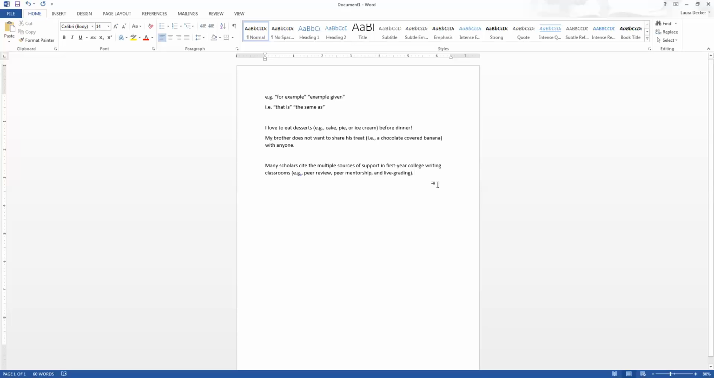Now, one thing I want to point out before I demonstrate an i.e. use in a more scholarly sentence is note that there is a period separating the i and the e, or the e and the g, followed by a comma. That is the way you need to set it up if you choose to use this. So you always need to have that comma. So let's look at one more example.